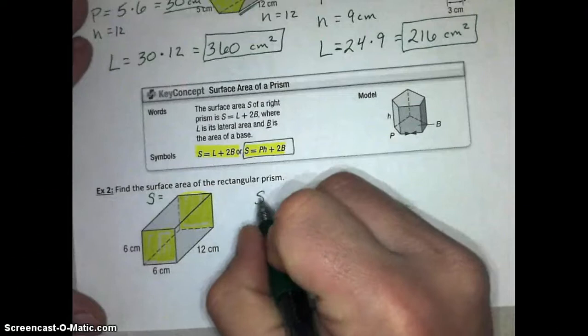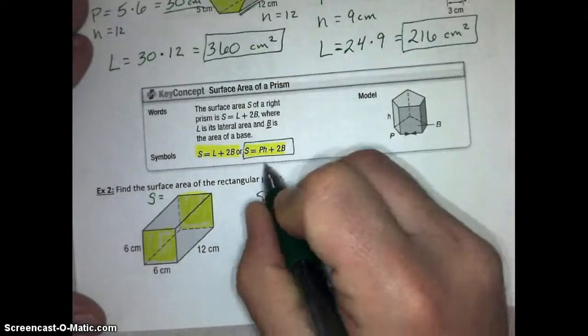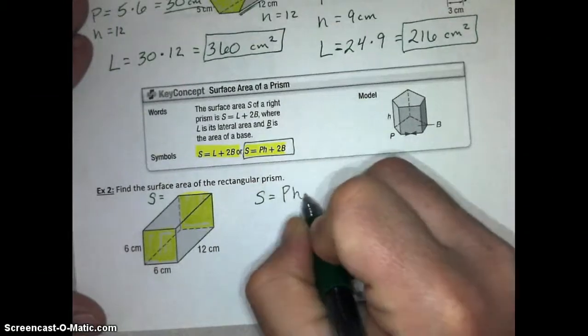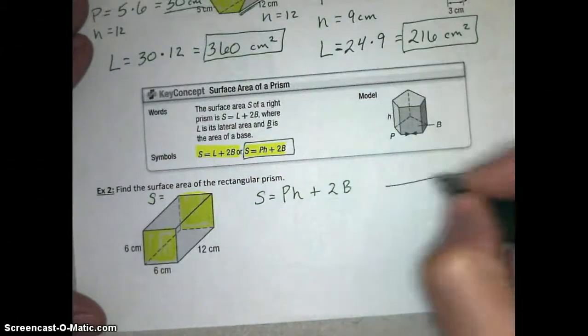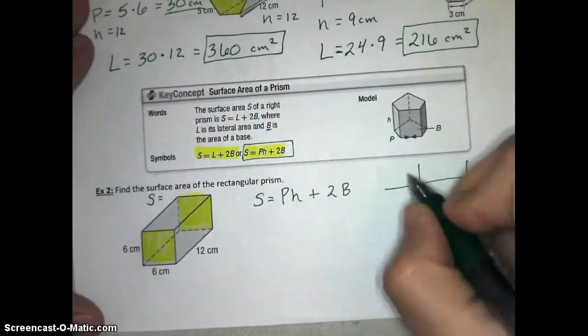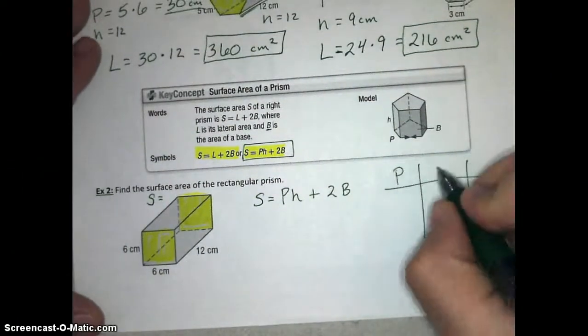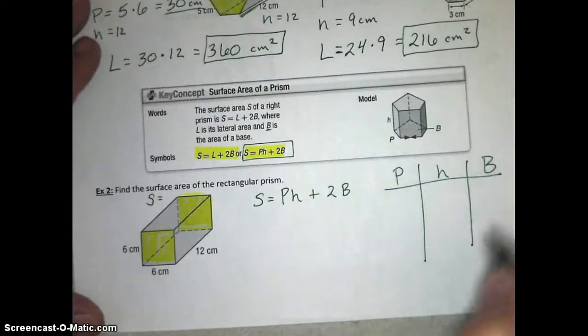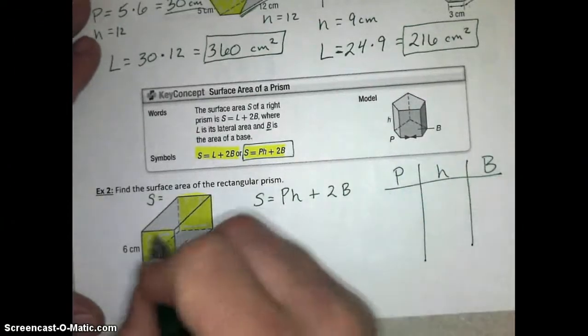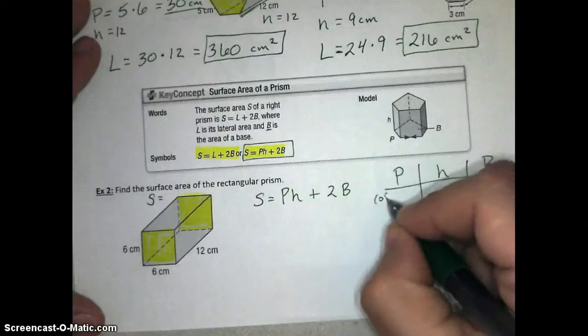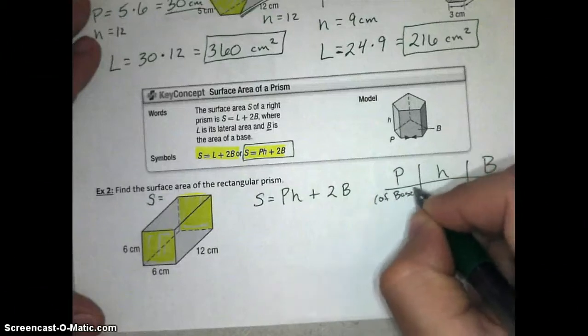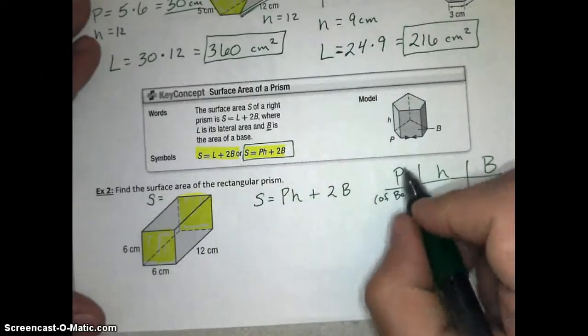So remember, surface area is the lateral area, perimeter times height, plus 2 times the base area. So these are the 3 things we need to find. You can even make a table if you want. We need to know perimeter, height, and base area. Perimeter is the perimeter of the base. Even if you want to write of base, you can. Perimeter of the base is the distance around the base.